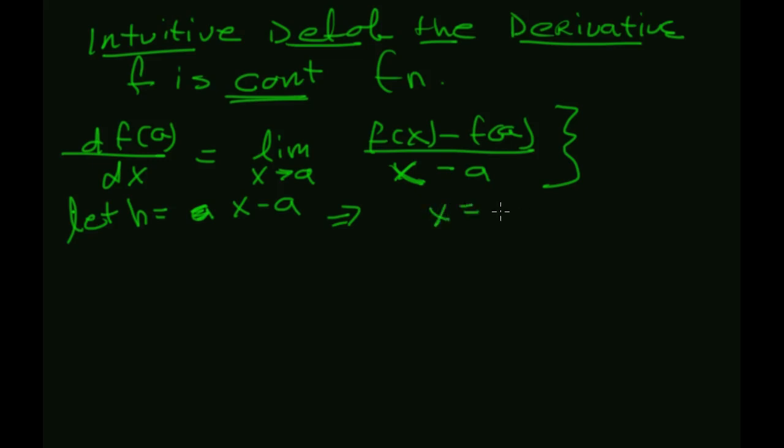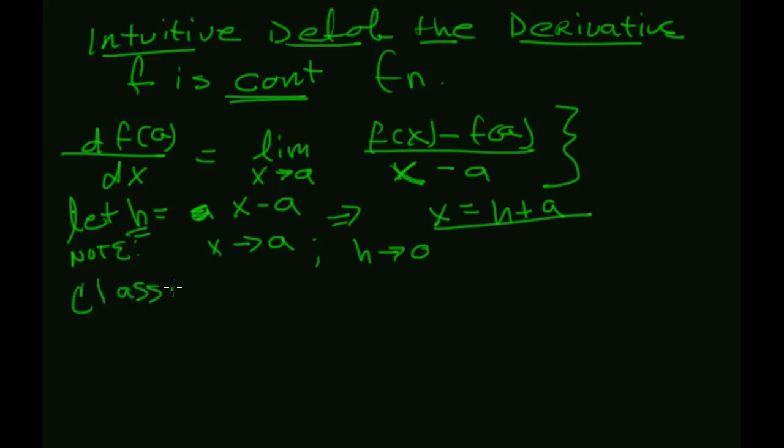x is going to be equal to h plus a. So if I just move the a to the other side and flip things around a little bit, I can get that. So we also have to note that as x approaches a, so as these two things approach each other, that means that h, which is their difference, is going to approach 0. Okay, so this means if I rewrite this in terms of h, I'm going to get the classical definition of the derivative.